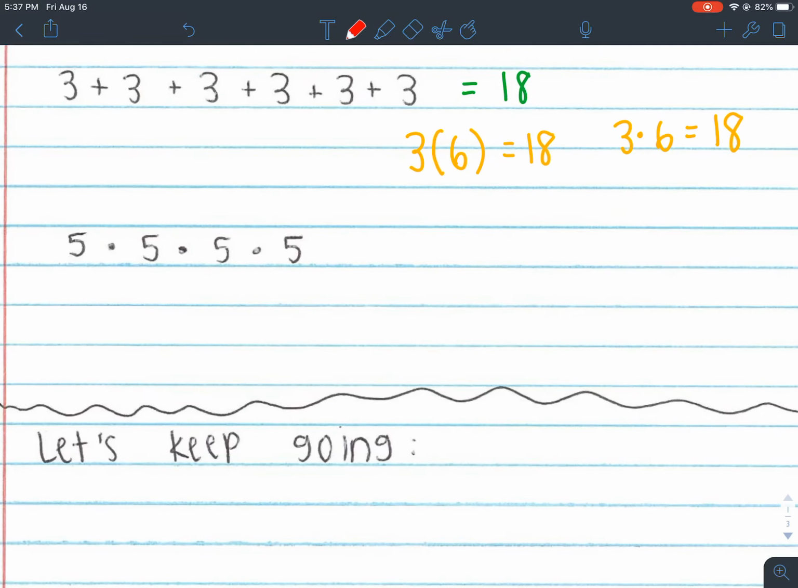So, moving on, we have 5 times 5 times 5 times 5. Well, I know if I put that in the calculator, that's going to give me 625. Let me double check, actually. Right, so it's 625. Well, is there a shorter way to write this? Well, I have 5 times itself, 4 times. That's also the same thing as 5 to the 4th. That also equals 625, right? So we want these short ways to write them because it's a lot easier. We don't have to write it as many times.